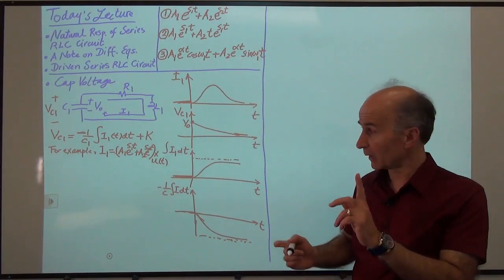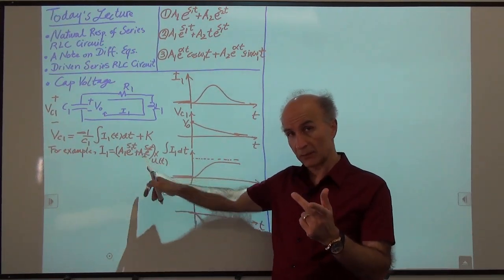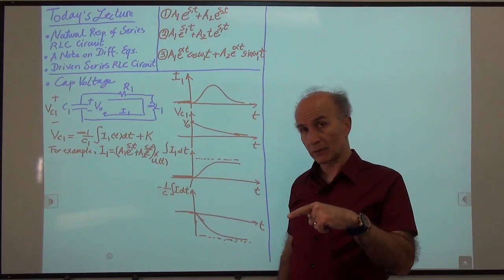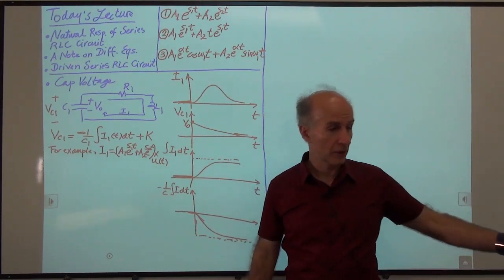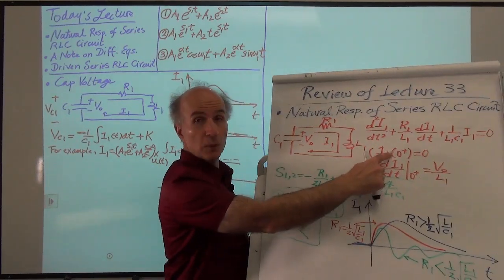And we know everything about I1, right? We know A1 and A2 from last time. We know S1 and S2. How did we find A1 and A2? We impressed the initial conditions, remember? So we had these two initial conditions, this one and this one.